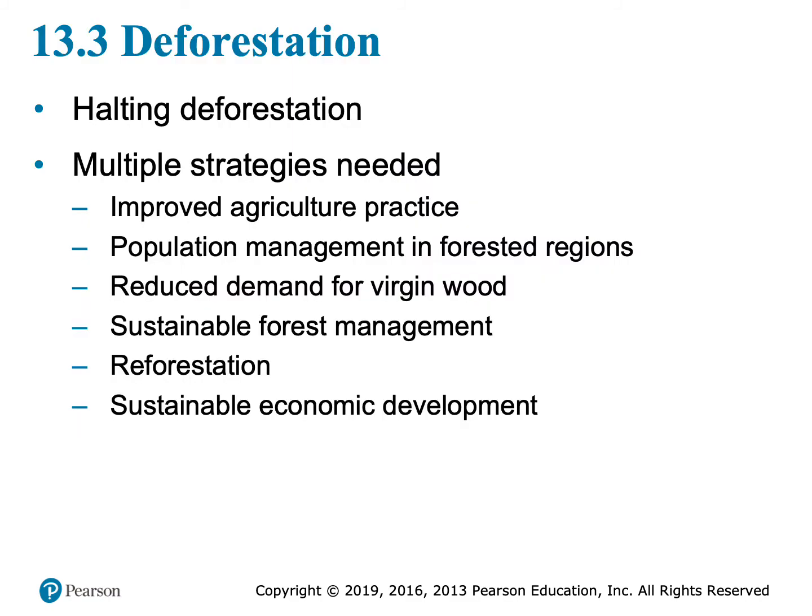So how can deforestation be halted? This is slide 37. You can write your own notes down here. I give you multiple strategies. With improved agriculture practice, maybe we don't have to cut down as much of our trees. With managing the population in forested regions, maybe we can encourage people to live in a place where they don't need to cut down trees to build a home. Reducing the demand for virgin wood or young wood, especially in cases where wood is used for fuel burning and heating purposes.